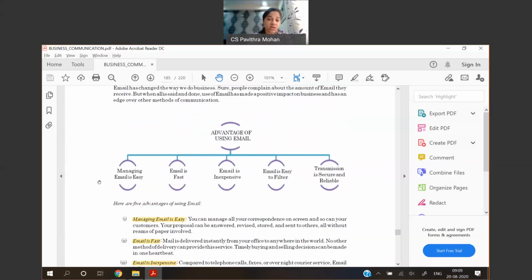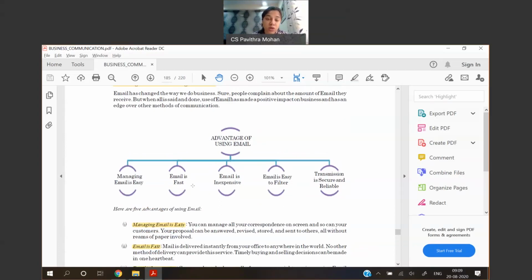Email is fast. Yes, unlike courier service, it won't be delayed. It is easy. It is faster. Email is inexpensive. Yes, the cost involved in sending an actual post will be higher, and courier services too. Email service is provided at a very low price. So if you have an internet connection, that's more than enough.